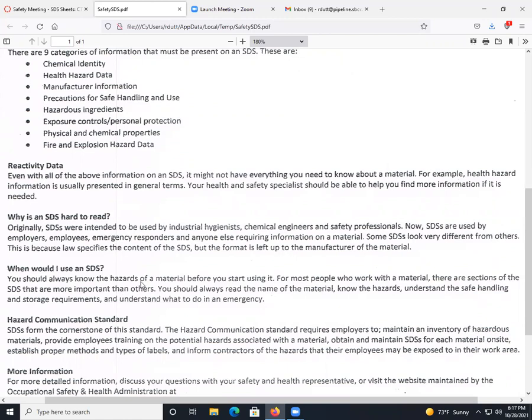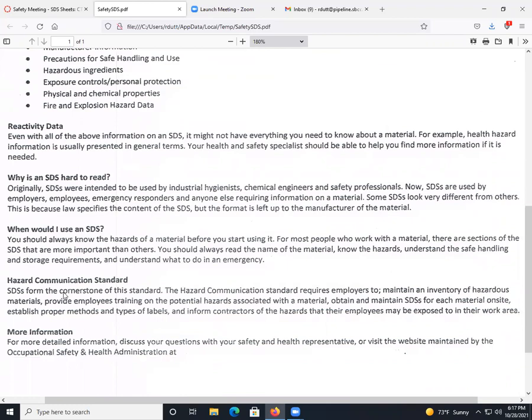Ben? Hazard communication standard. SDSs form the cornerstone of these standards. The hazard communication standard requires employers to maintain an inventory of hazardous materials, provide employees training on the potential hazards associated with a material, obtain and maintain SDSs for each material on site, establish proper methods and types of labels, and inform contractors of the hazards that their employees may be exposed to in their work area.